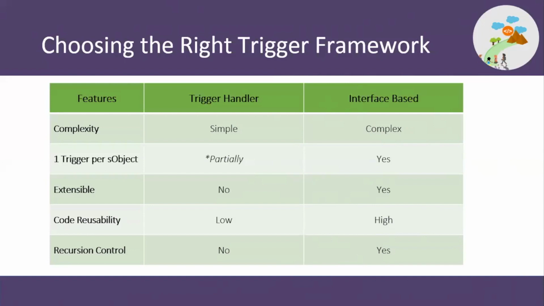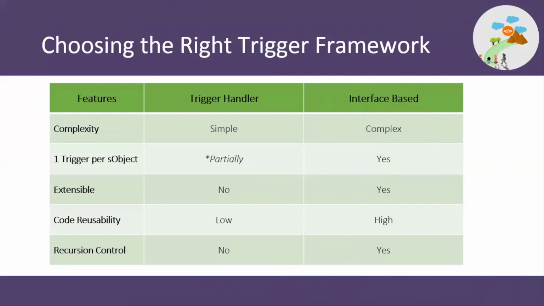which is a better trigger framework for me based on either my knowledge or the complexity of the implementation that I'm trying to do. So one of the things is the trigger handler pattern that we saw earlier is very easy to learn. It's an extremely simple pattern as compared to the interface based thing where you have to have a good understanding of how inheritance or object oriented programming concepts are. The ability to enforce one trigger per object is way higher in an interface-based pattern as compared to a trigger handler pattern, right?